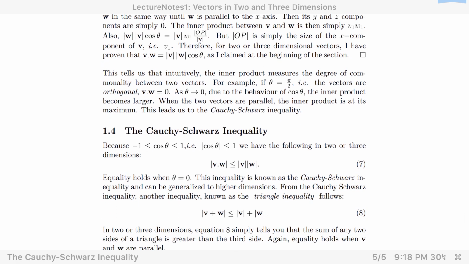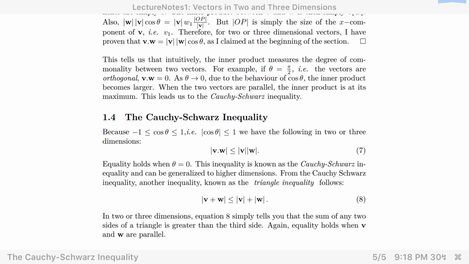Okay, so what does that tell us? That tells us that the dot product, intuitively, measures the degree of overlap between two vectors. If they're parallel, then the dot product is a maximum: the modulus of v times the modulus of w.